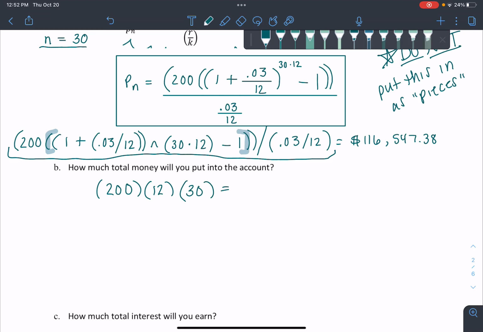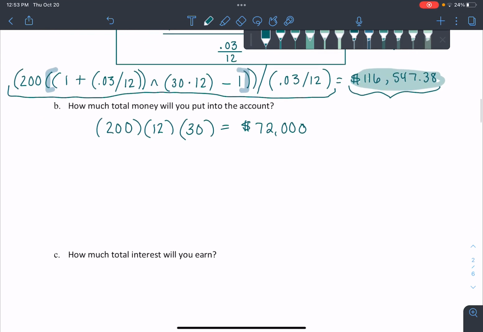When you put that into your calculator, you could go ahead and do that with me. 200 times 12 times 30, you are going to get 72,000. So you might be thinking to yourself, but wait, that's not this number, right? Like that's not the number we found. Of course it's not, because that number is the amount in your account that you put in plus the interest you got. So now the question is, how much interest will you earn?